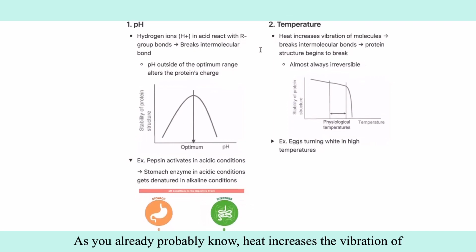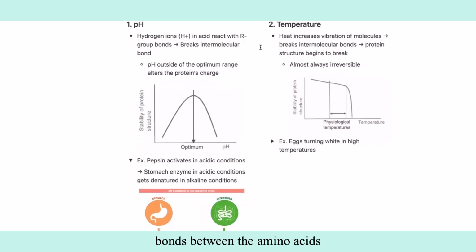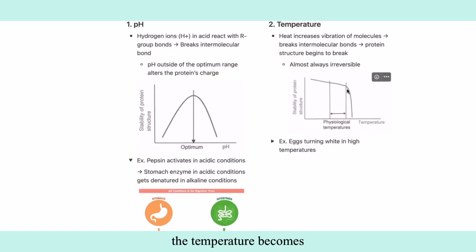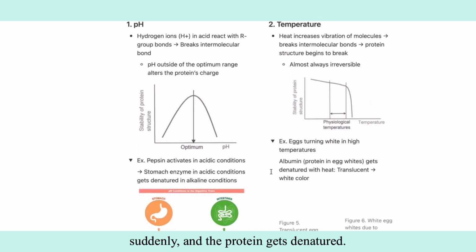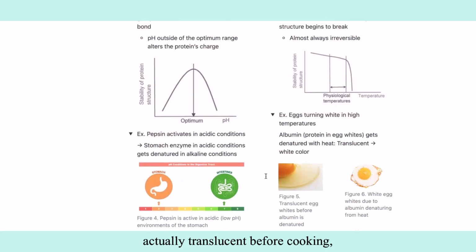The second factor in denaturation is temperature. As you probably know, heat increases the vibration of molecules, so if the heat is too high, the molecules vibrate so hard that the bonds between the amino acids break and the protein structure starts to break as well. This is almost always irreversible. You can see here, when the temperature becomes too high, the stability of the protein structure drops suddenly and the protein gets denatured. For example, egg whites are translucent before cooking, but after you put heat on them, they turn white, because the protein called albumin in egg whites denatures when coming in contact with high heat.